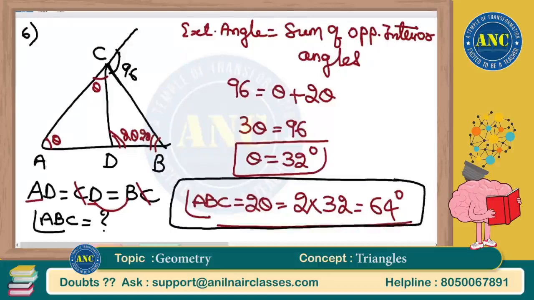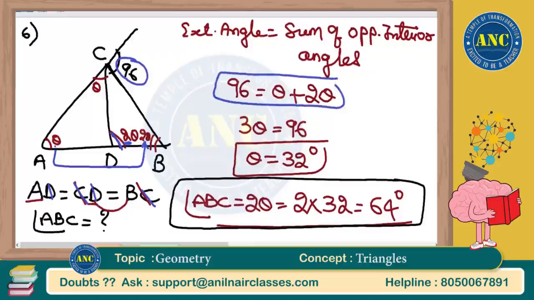Beautiful question and an SSC replica question. Exterior angle. The concepts will remain the same, irrespective of whichever exam you are writing. AD equivalent to CD, so angle A is equivalent to angle C, theta, theta. Exterior angle is equivalent to the sum of the opposite interior angles. This is 2 theta. CD equivalent to BC, so angle B is equivalent to angle D, 2 theta. So 96 equals theta plus 2 theta. 3 theta is 96, theta is 32.